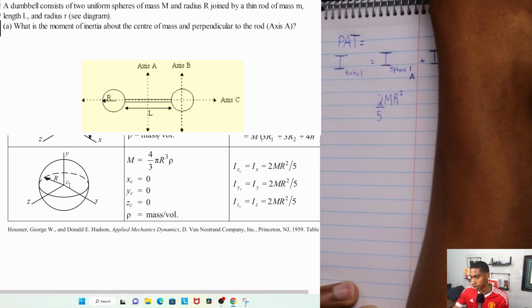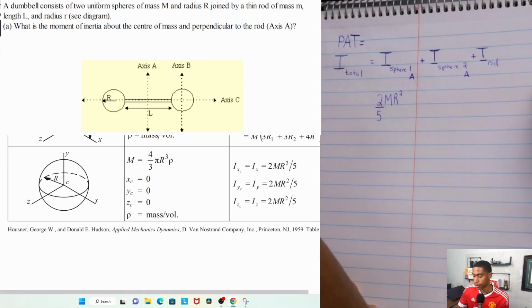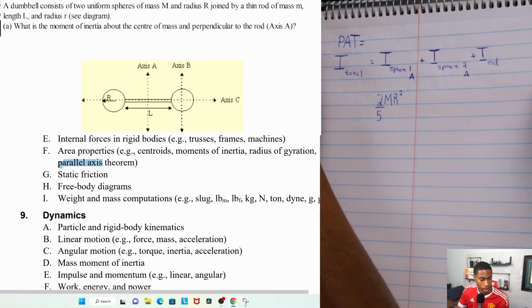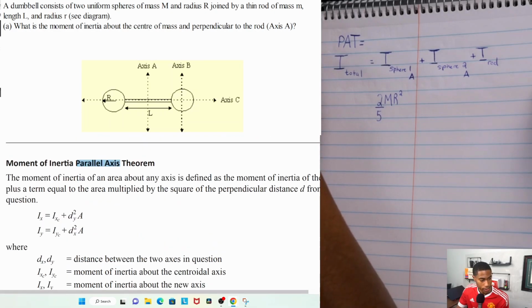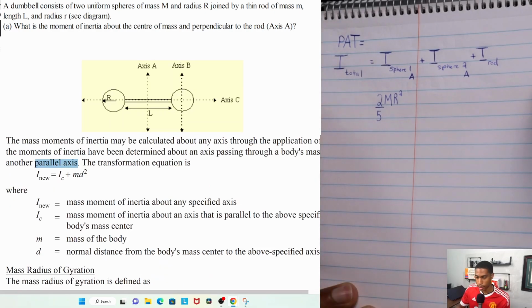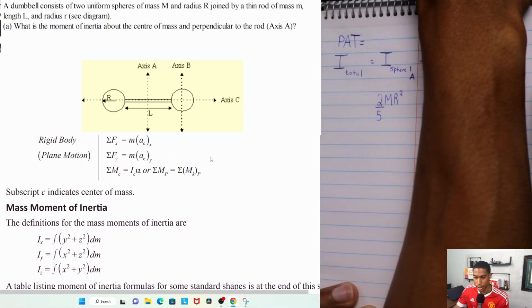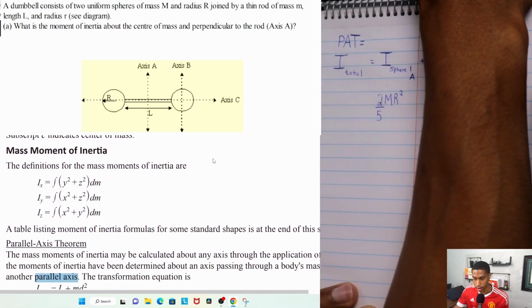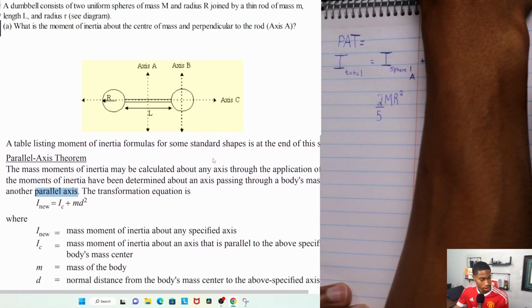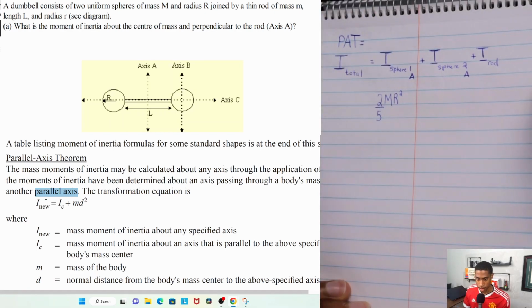And what does this mean? Let's look up the parallel axis theorem. You can just search for it in your FE manual. And I'm currently searching. Okay, so I got moment of inertia, but we want to go specifically to the mass moment of inertia. So that's what we're currently using. Okay, so it basically says your new moment of inertia of your object is going to be the moment of inertia about the center of your mass, which in this case is our sphere, plus md squared.